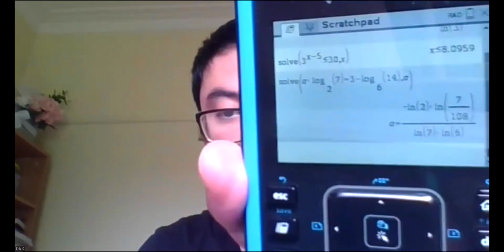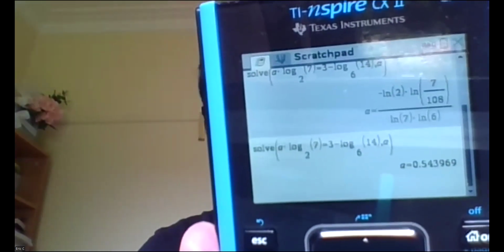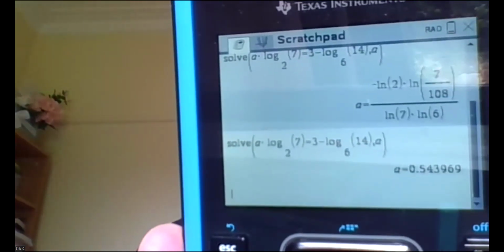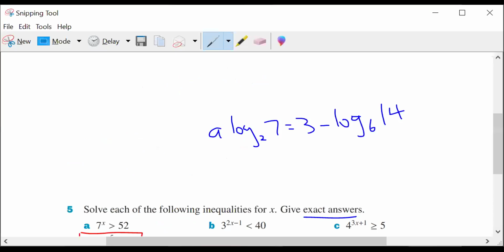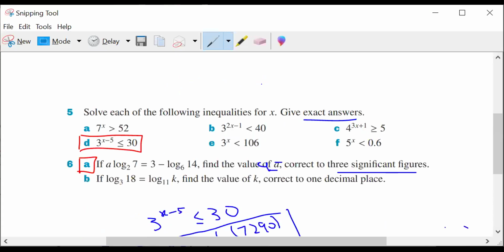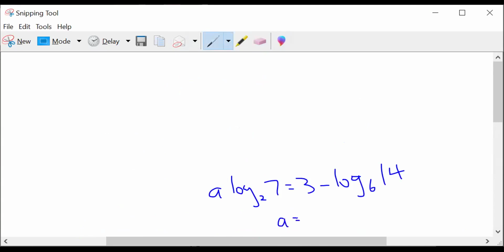You get the answer in terms of exact values here, and then you can just go Control Enter to get it in terms of decimals. So the answer to 3 significant figures is 0.544. Let's quickly write that into our answers. So a is equal to 0.544 in terms of 3 significant figures.